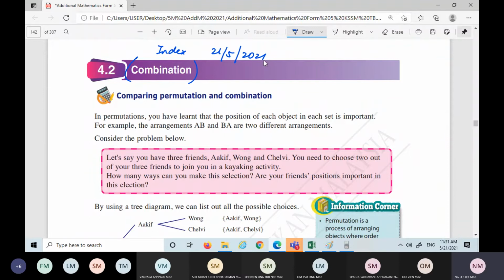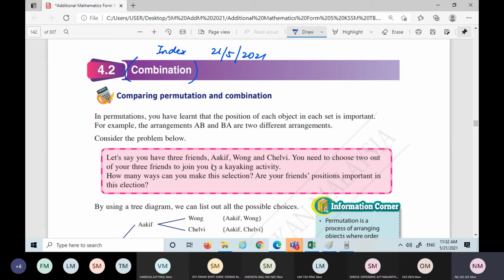First of all, we want to compare permutation and combination. What is the difference? In permutation, you have learned that the position of each object in a set is important. For example, the arrangements AB and BA are 2 different arrangements. For combinations, AB and BA are the same. For permutations, the position is important. For combination, position is not important.